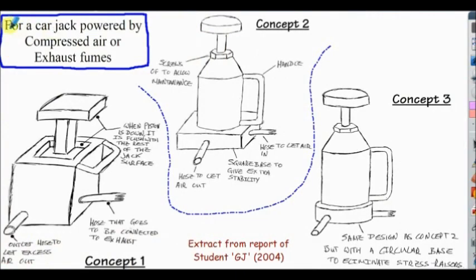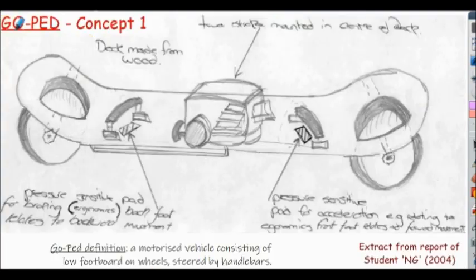Here are 3 sketches associated with a car jack that's powered by compressed air or the exhaust fumes from the engine. Concept 1 shown here, concept 2, concept 3. And again, each of the concepts have been annotated as appropriate to try and portray understanding of the various characteristics of the concept. I added these sketches purely because I think they're quite nice sketches.